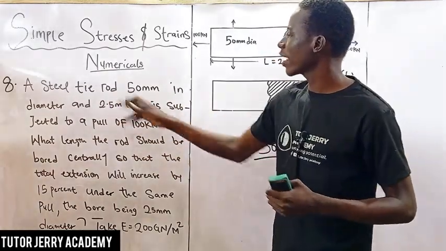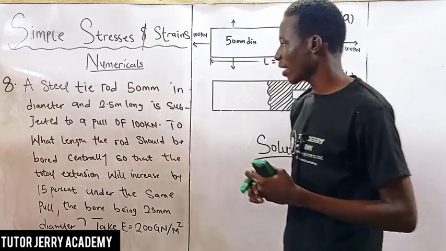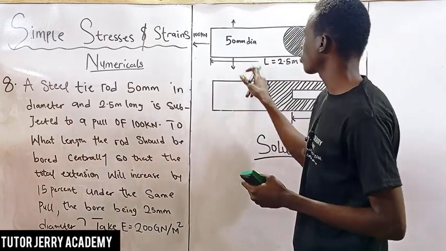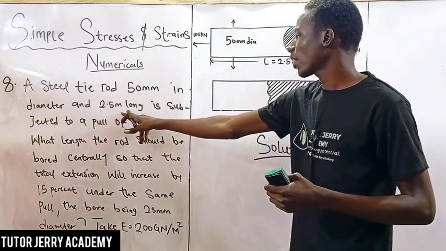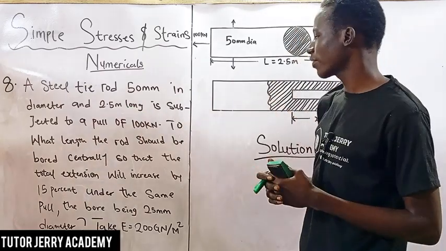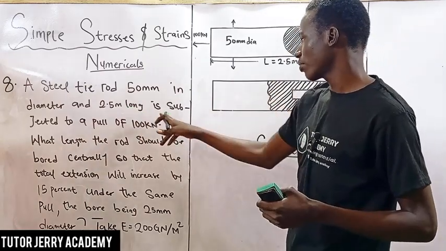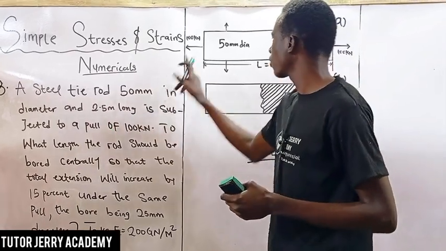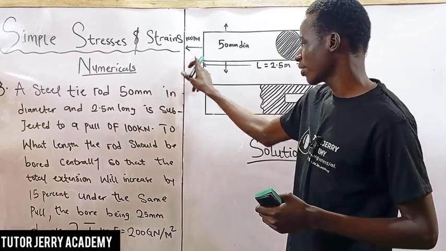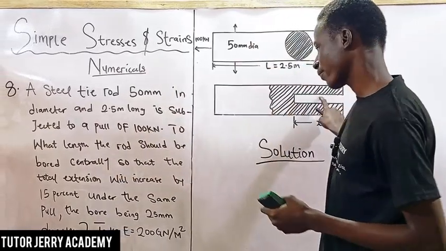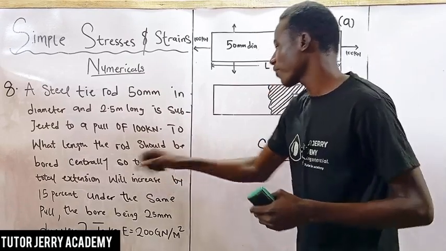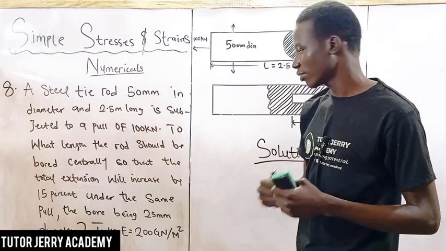Number 8 says a steel tie rod, 50 millimeter in diameter. This is the steel tie rod. Its diameter is 50 millimeter, and we have 2.5 meter long. That is, its length is 2.5 meter long. Now, it is subjected to a pull of 100 kilonewton. This is 100 kilonewton. To what length now the rod should be bored centrally so that the extension will increase by 15% under the same pull.